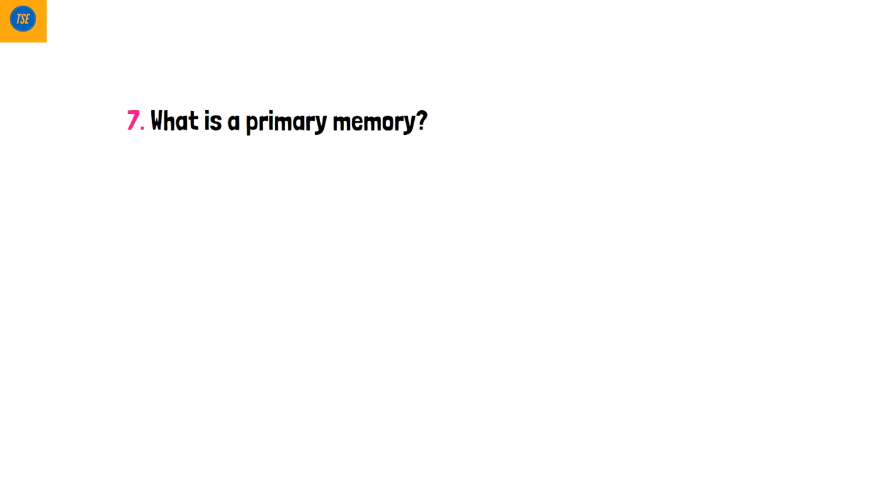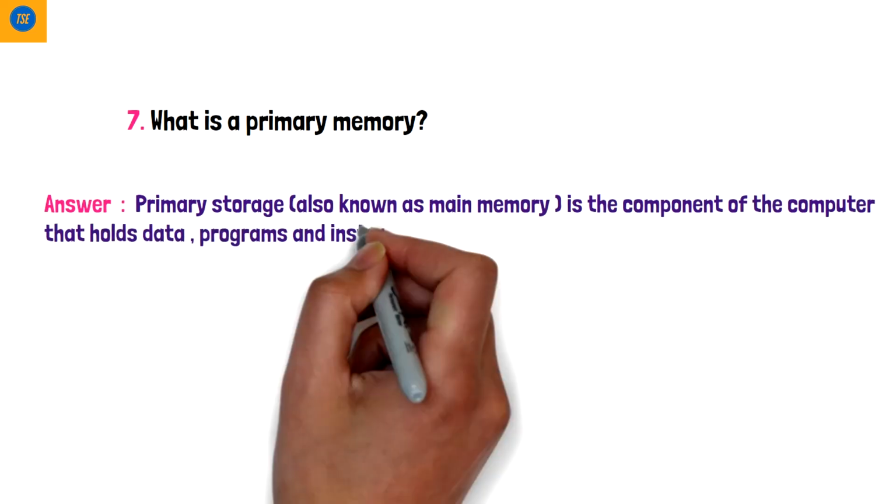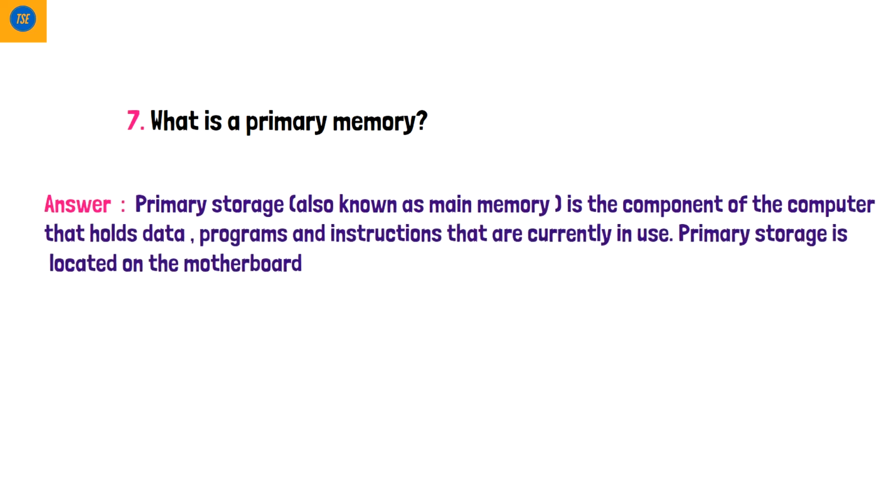What is the primary memory? Question number 7. What is the primary memory? Answer. Primary memory, also known as main memory, holds data and program instructions that are currently in use. Primary storage is located on the motherboard.